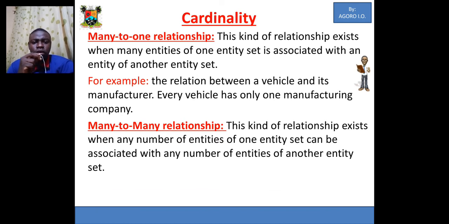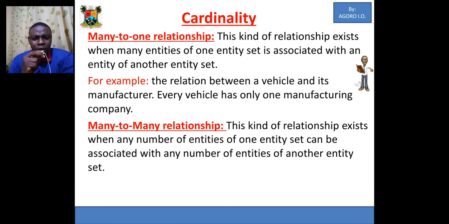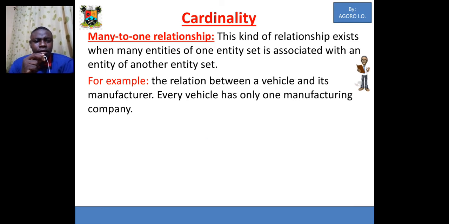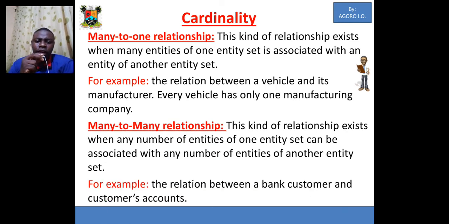What do you understand by many-to-many relationship? Many-to-many relationship. This kind of relationship exists when any number of entities of one entity set can be associated with another number of entities of another entity set. For example, the relation between a bank customer and the customer's account.